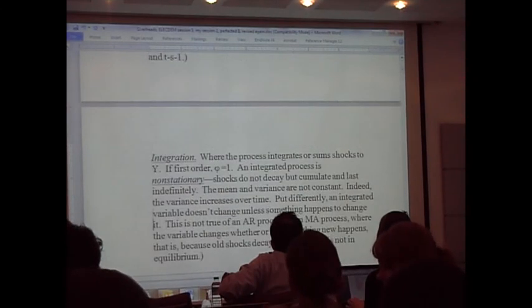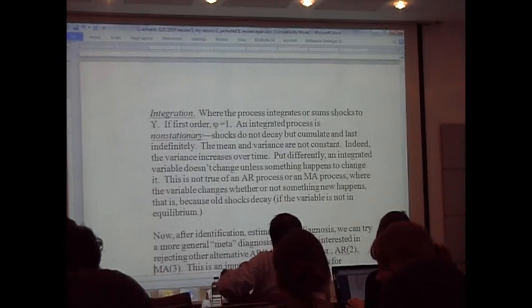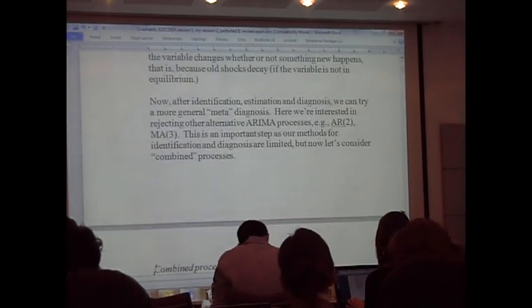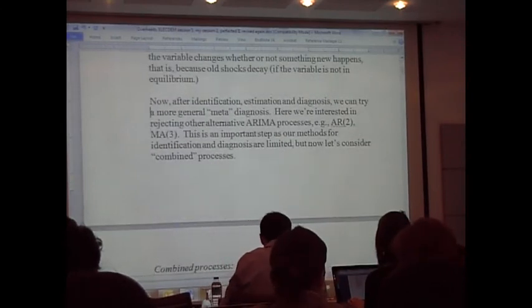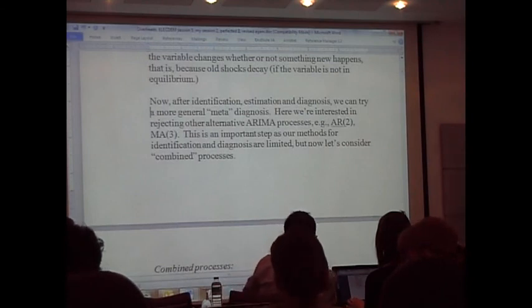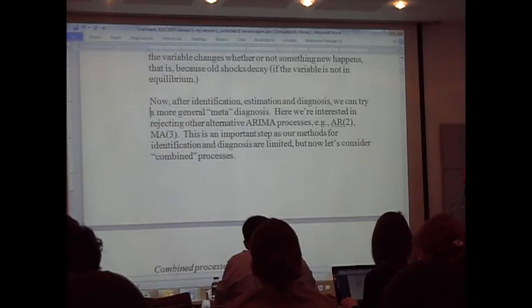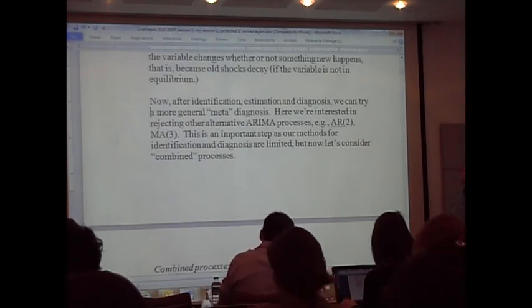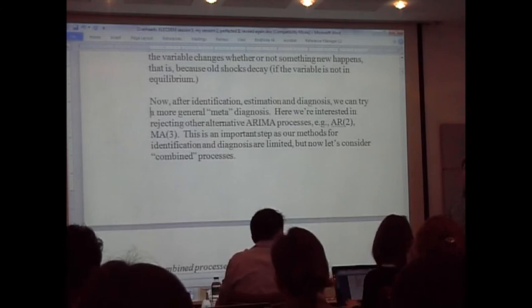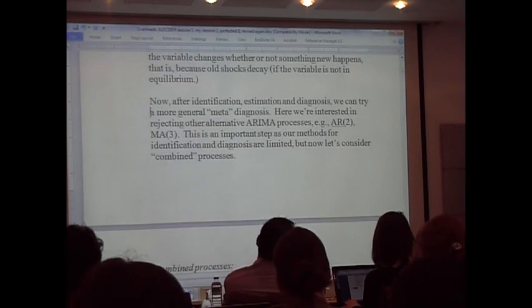Okay, integration. Remember, this is all just repeating what we did last time. One thing that we can try to do, after we've done diagnosis of AR, MA, or integrated, and most of the time we're going to be trying to differentiate between AR and integration, sometimes MA. And then you also try to deal with alternative hypotheses, like AR2 and MA2, possibly an I2, which I guess Nina and Katrine were dealing with, which is interesting.